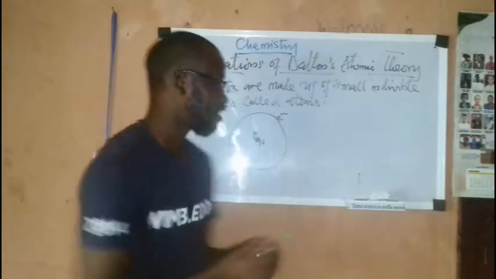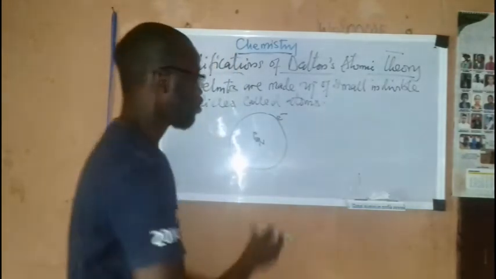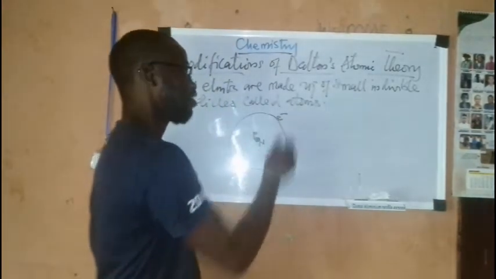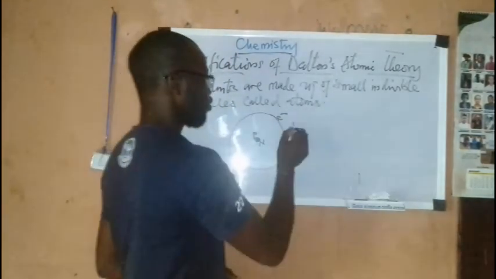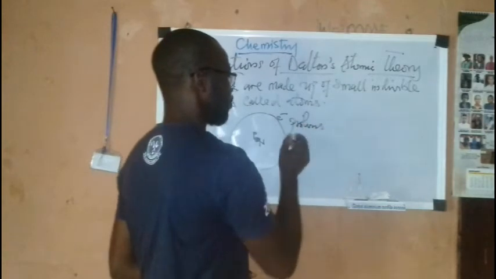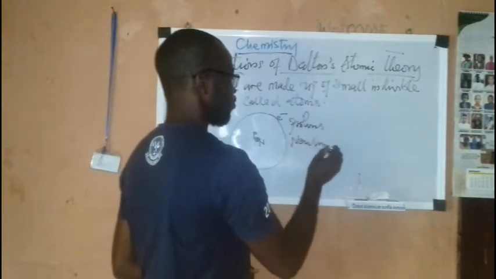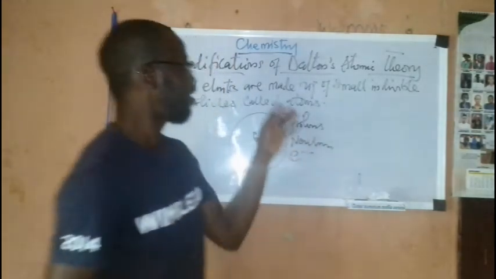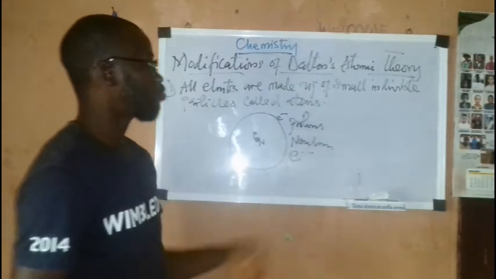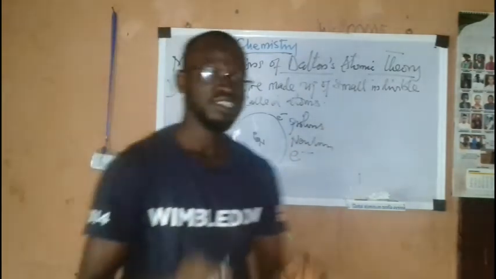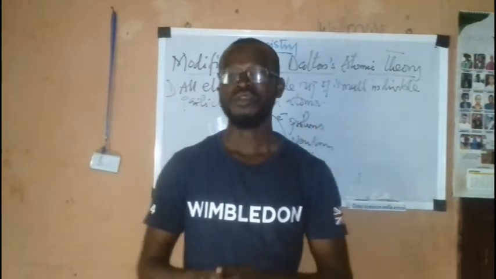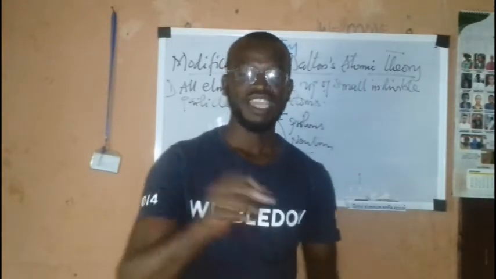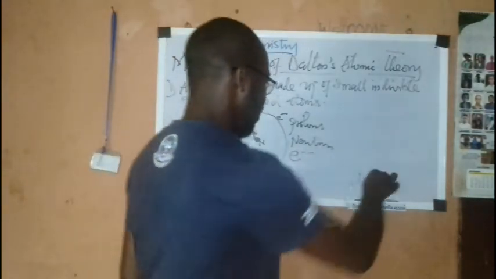That is to say that the atom of an element contains three other smaller particles, which are the protons, the neutrons, and the electrons. So in this case, the theory that all elements are made up of small indivisible particles called atoms does not totally hold anymore. Why? Because of the discovery of other smaller particles. Alright, now let's take a look at the second statement by John Dalton.